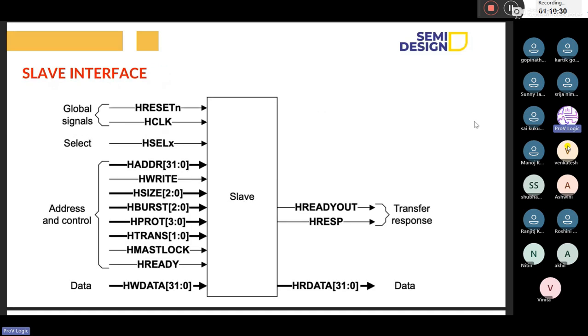Next, coming to the slave side. The input side has the same signals. On the output side, the ready out signal. What is meant by the ready out signal? It's a transfer response. If the signal is received correctly, then the response will be either busy or OKAY response, ERROR response, RETRY response, or SPLIT response. In the same way, ready out also. And coming to HRDATA, read data is coming out from the slave. And the input side has the same signals.